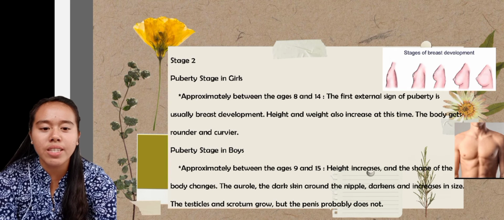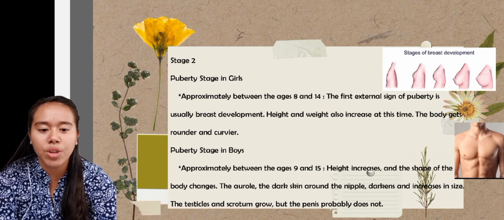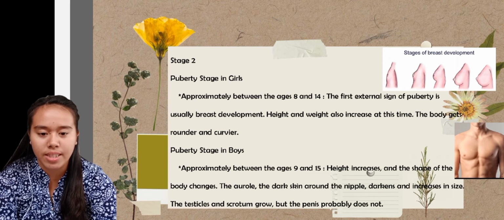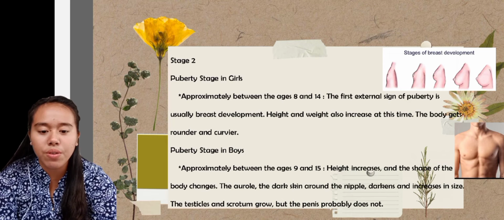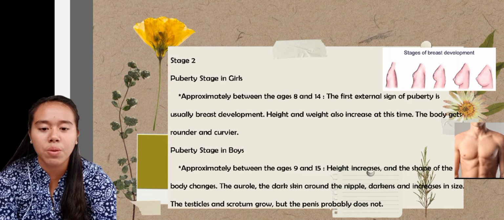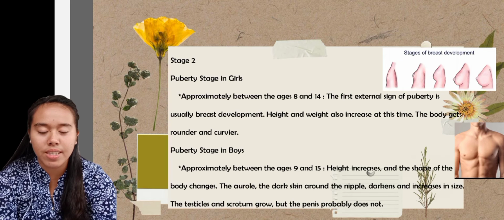For puberty in boys at stage 2, approximately between ages 9 and 15, height increases and the shape of the body changes. Muscle tissue and fat development occur at this time also. Then the areola, the dark skin around the nipple, darkens and increases in size. The testicles and scrotum grow, but the penis probably does not. A little bit of pubic hair begins to grow at the base of the penis.